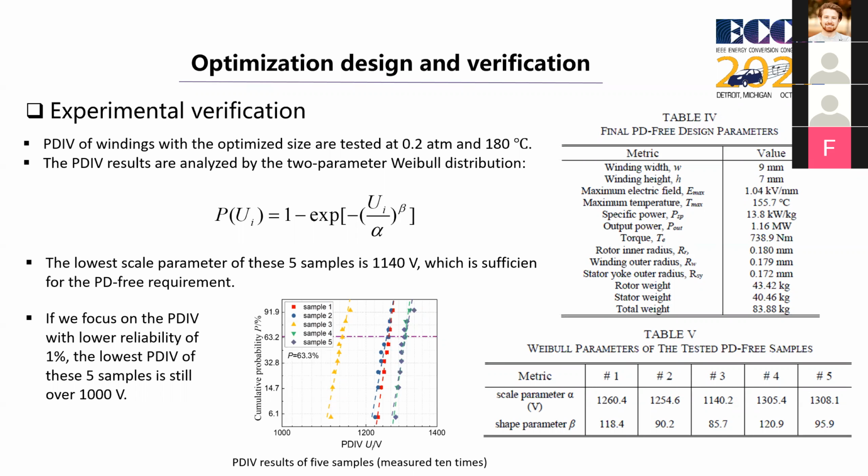The PDIV results are shown in the figure and analyzed by the 2-parameter Weibull distribution. It is found that the PDIV of these windings has 99% probability to be higher than 1000 volts, which is higher than the rated voltage. So now the proposed design is verified by experiments.